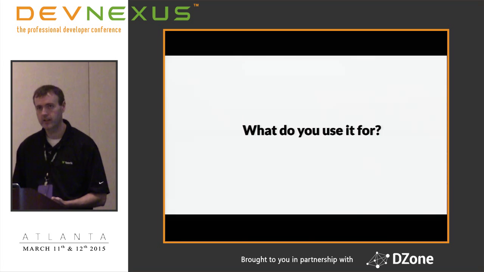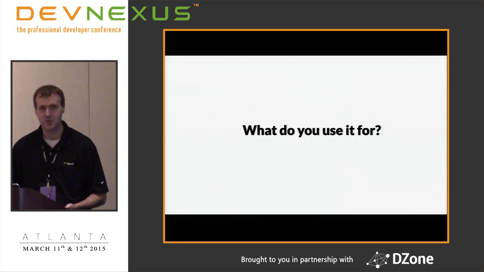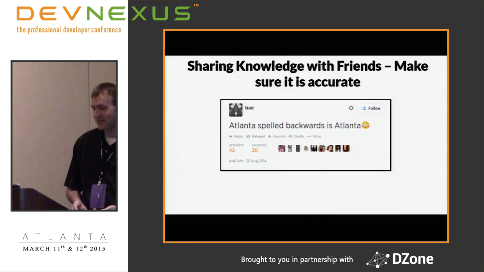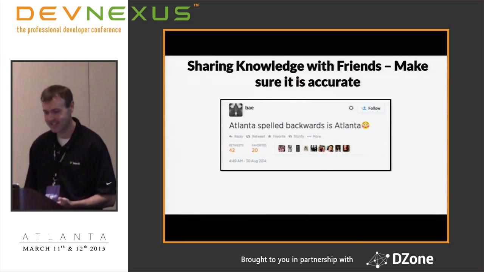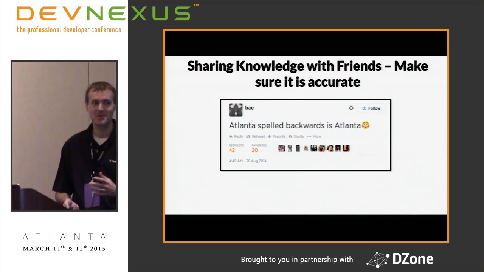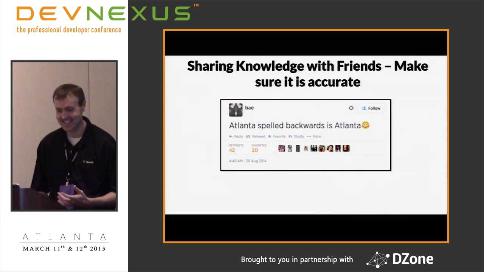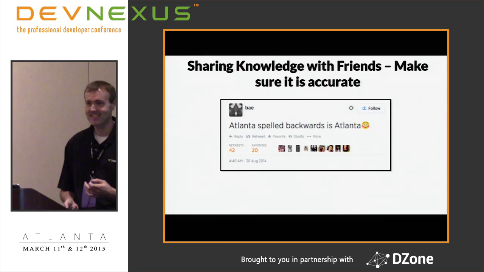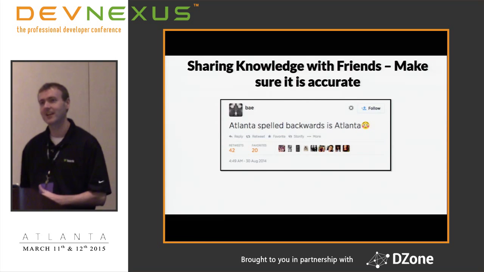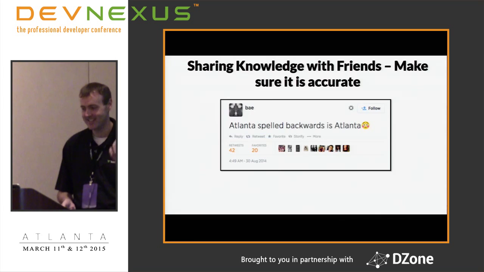I've noticed that overall, when I did some searches on Twitter, it kept coming back to sharing knowledge with friends. I just did some searches for Atlanta, and this one popped up, and I thought it was kind of funny. It was some guy, and I actually removed the username so you wouldn't beat them up too badly. It said sharing knowledge with friends, and it says Atlanta spelled backwards is Atlanta. I actually stopped for a minute. I was like, what, really? Are you serious? That's just one example. If you're going to share knowledge with friends, you obviously want to make sure that it is solid knowledge and not just some crazy random thing like this.